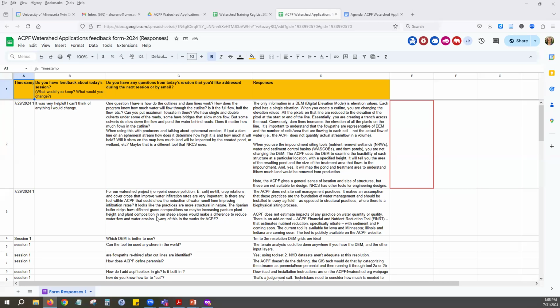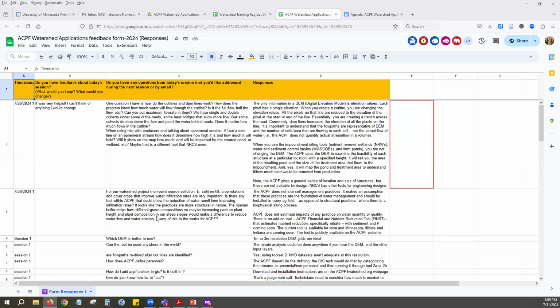Emily, there was also another component of this about estimating the impacts of practices. And I think it's important to understand that ACPF does not estimate impacts. I wonder if you can talk a little bit more about that and talk about the FinArt tool.